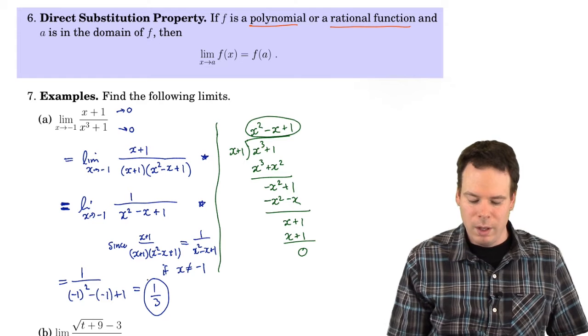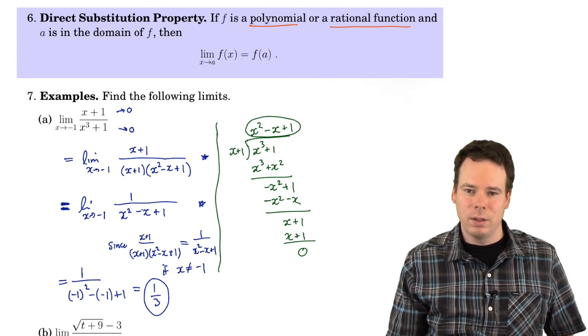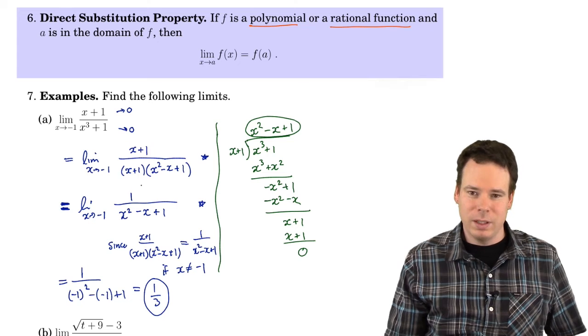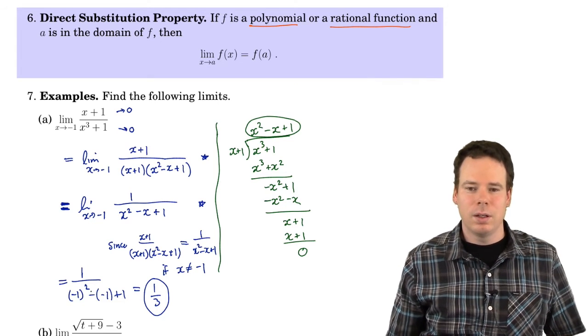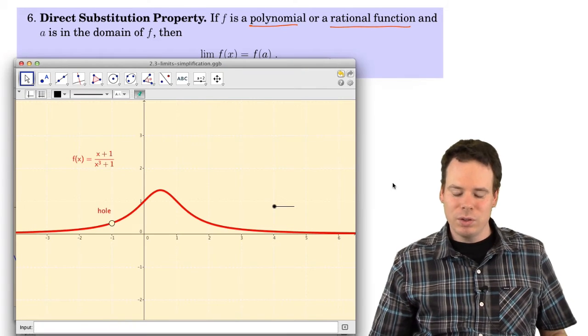And there we go. So I took my original rational function, which wasn't defined at negative 1. I found an equivalent one to it, which is equal to it everywhere, except at negative 1. But this one is now defined at negative 1, so I can use it. Pop negative 1 into that, and I get the value of the limit. So here's a visualization of this.